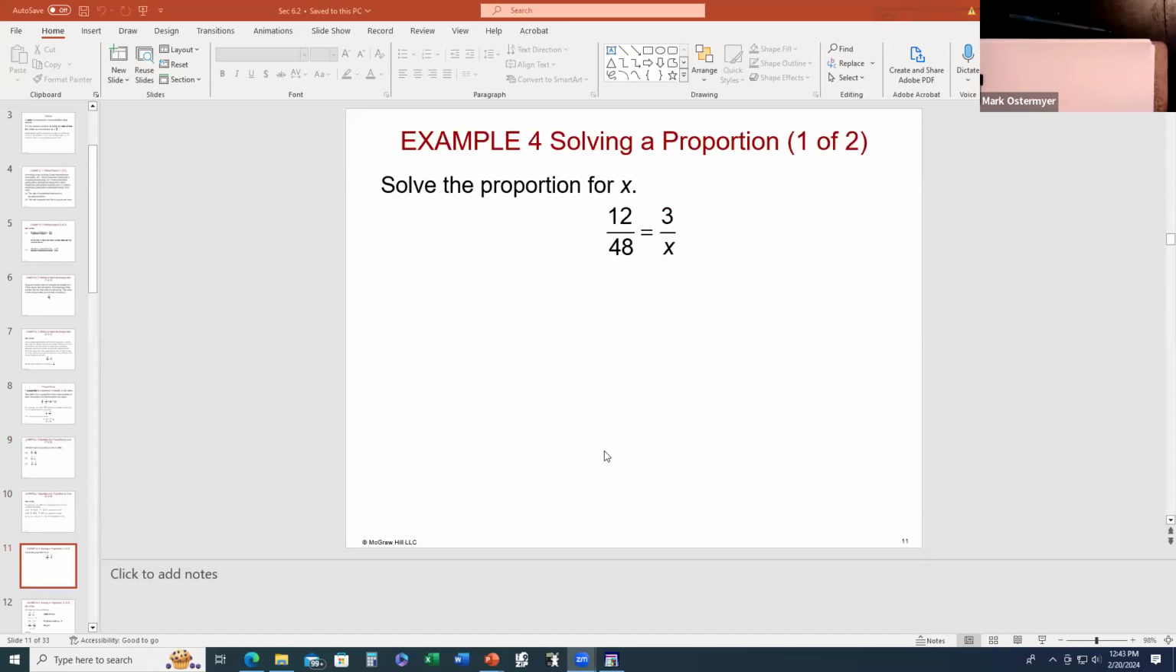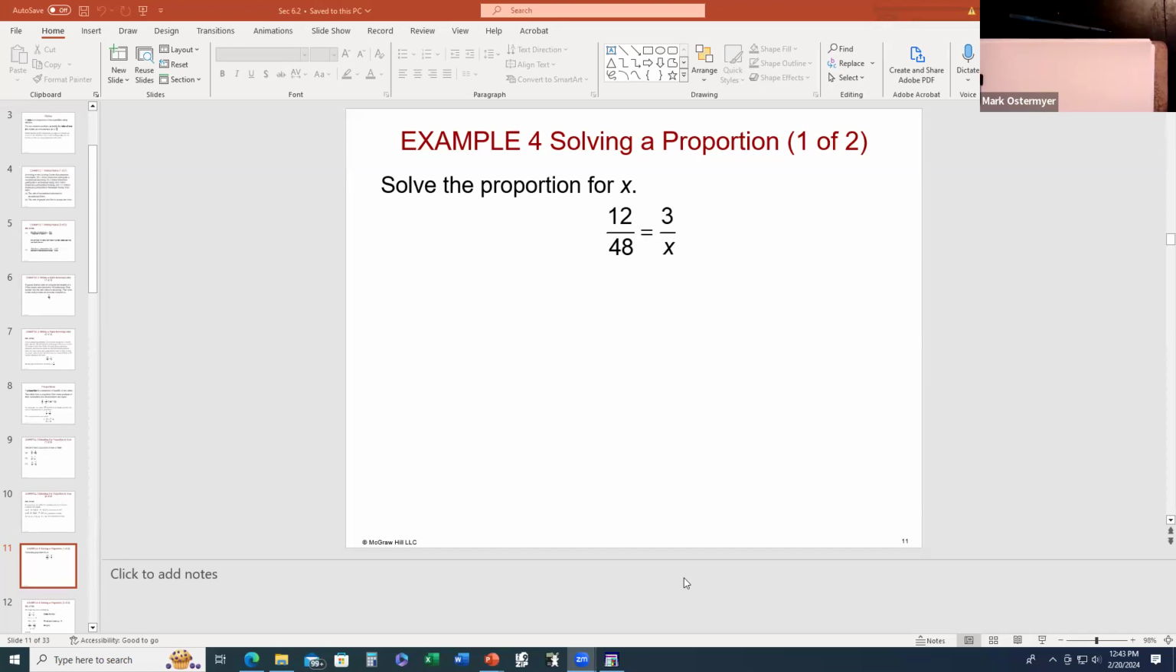Then we got into solving proportions. To solve proportions, obviously at least one of our quantities must be unknown. And we can see that we have a variable x here in the denominator of the ratio on the right side of this proportion. To solve for x, we would cross multiply and equate the cross products.